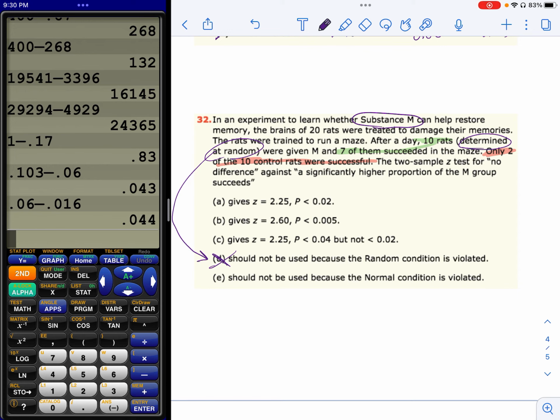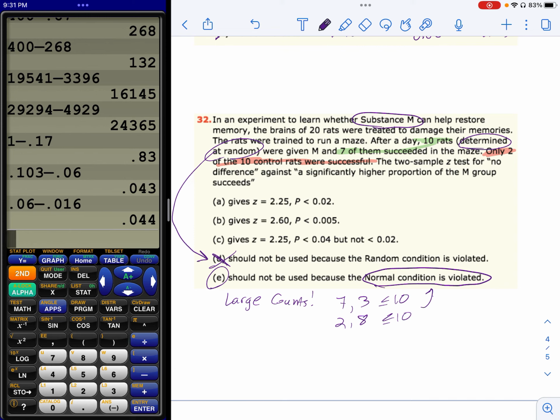What about E? The test should not be used because the normal condition is violated. In this case, normal condition is large counts. Oh, I think we're getting somewhere. Did we have 10 successes and 10 failures? No, not at all. In fact, I don't think any of them were. We had 7 and 3 in the green group. 7 succeeded, 3 failed. In the red group, 2 succeeded and 8 failed. These are all less than 10. So this is the one, folks.